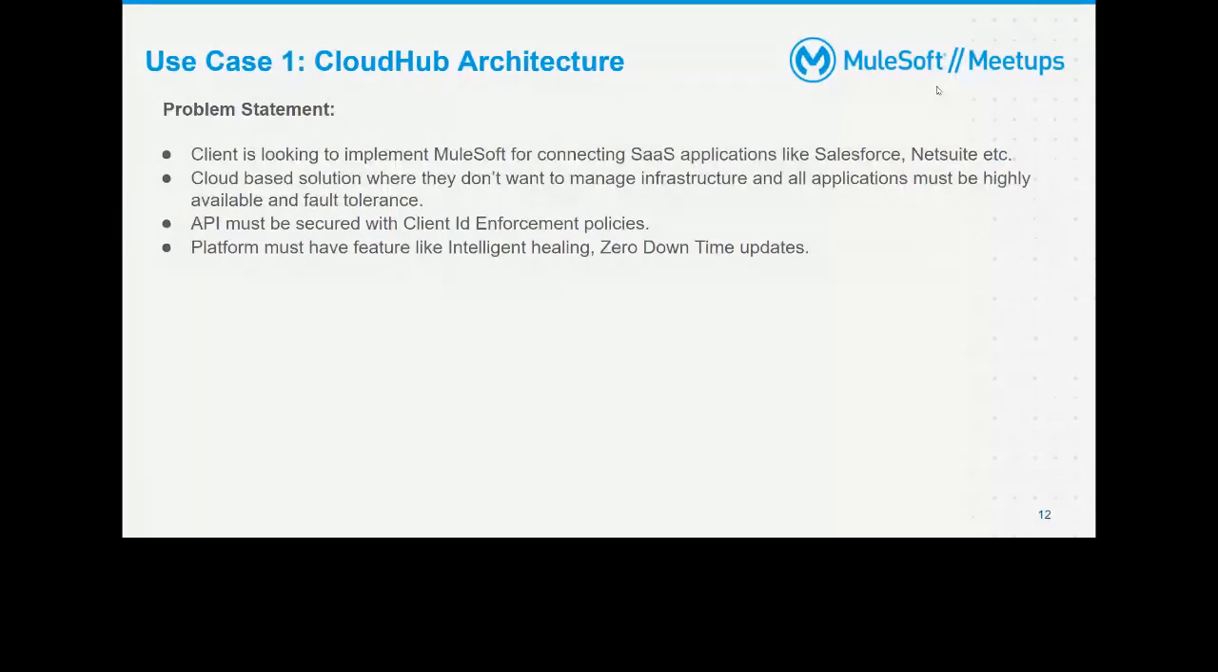The first use case: a client is looking to implement MuleSoft for connecting SaaS applications like Salesforce and NetSuite. The client is looking for a cloud-based solution where they don't want to manage the infrastructure, and all applications must be highly available and fault tolerant. APIs must be secure with a client ID enforcement policy, and the platform must have features like intelligent healing and zero downtime updates. It's a very simple requirement.